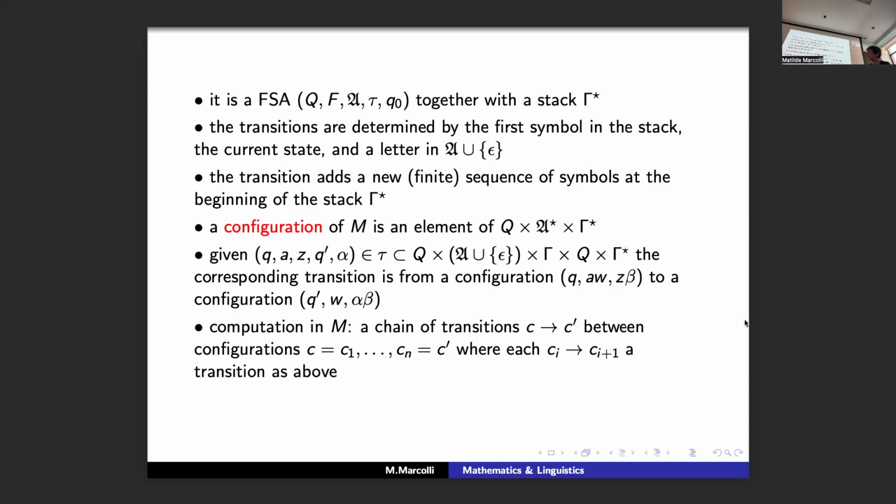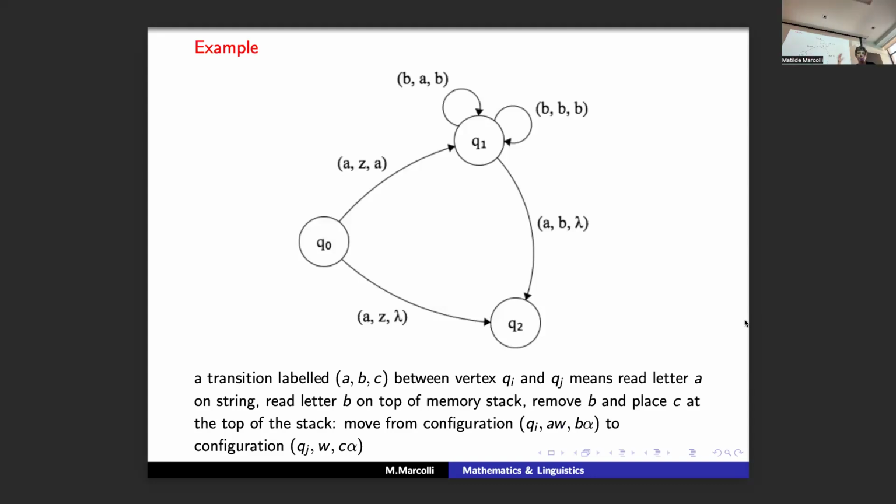And so a computation in your push-down stack automata is a chain of transitions from one configuration to another configuration achieved by a sequence of transitions of this kind. And again, this is the picture that I showed before, where now you have again a graph with vertices labeled by the states of the automaton, but now the edges are not just labeled by a letter in the alphabet, but also by what you read in the stack and what you deposit back into the stack.